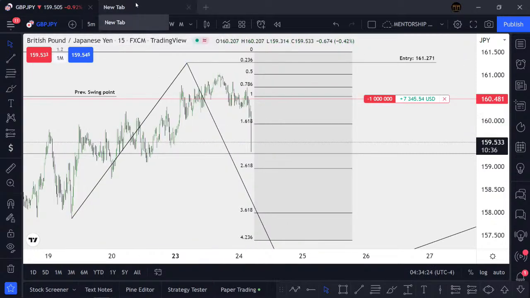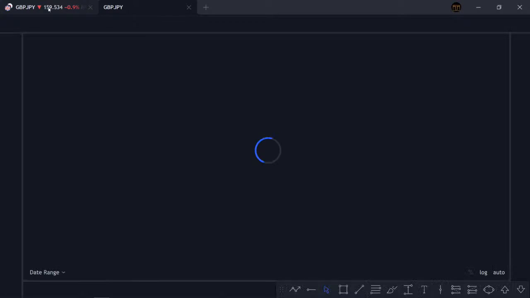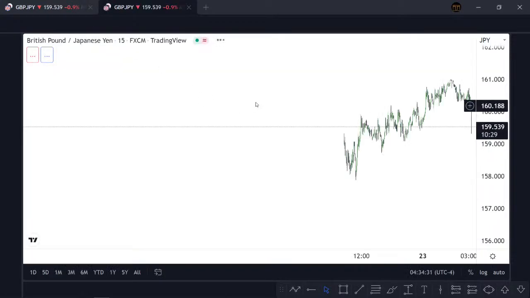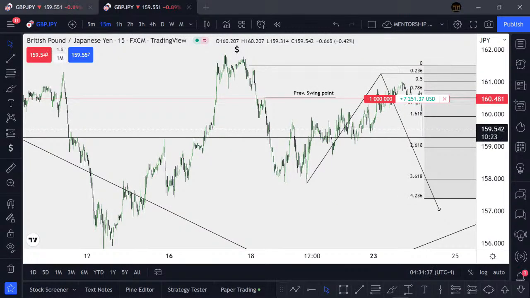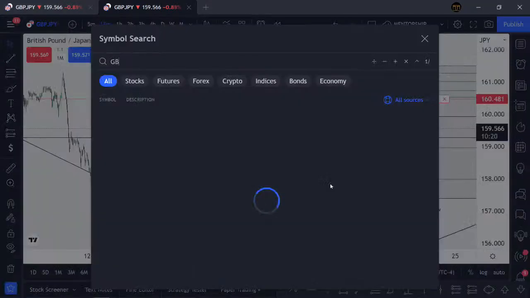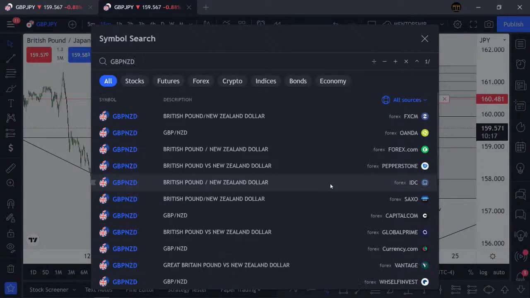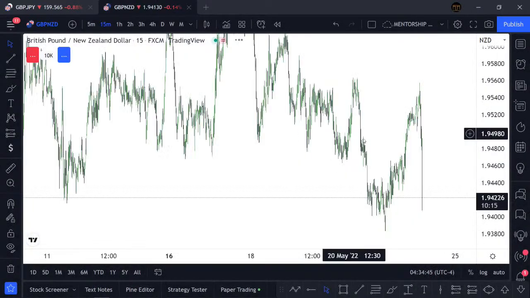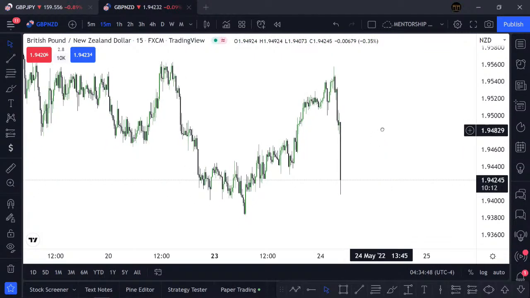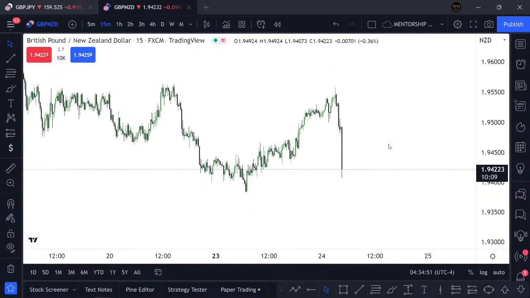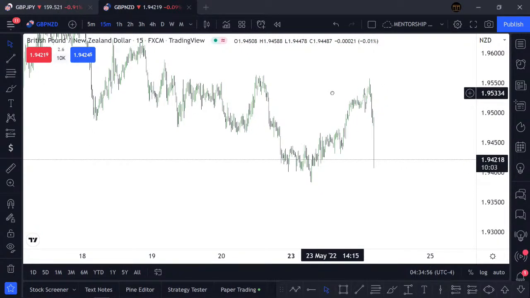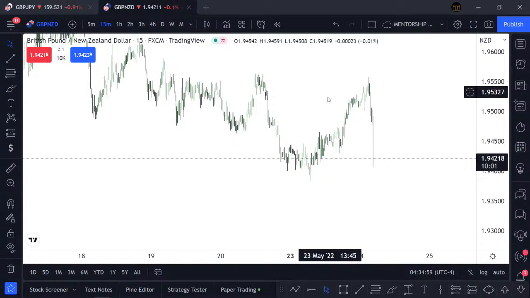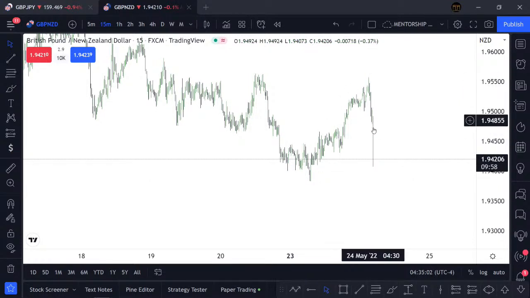So let's go ahead and look at another pound pair. For example, the GBP NZD will also work. Okay, so you see all of them. Remember I told you you're going to analyze this using the power of 3. The consolidation is what I wanted you to look for.